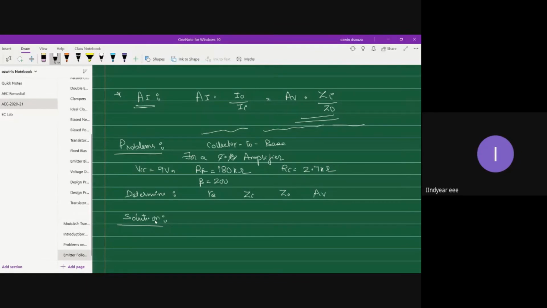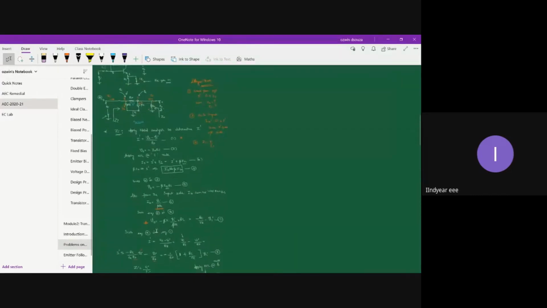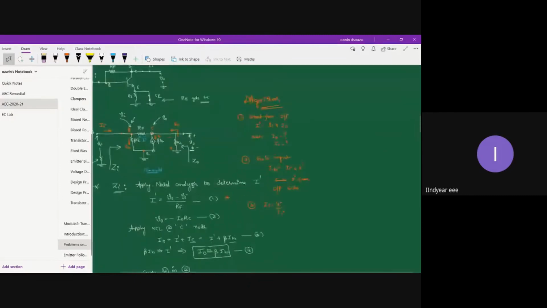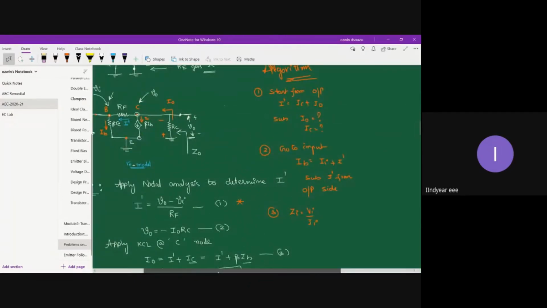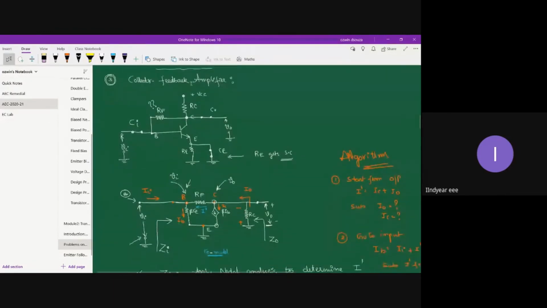So collector to base bias. Which circuit is this? Collector to base bias is this circuit. The previous class we did, right? For this configuration, collector feedback, or collector to base bias, RC value is given, RF value is given, and RE is not given. That means to say RE is getting bypassed. That is what you have to understand over here. And you have been asked to find out effective resistance RE, ZI, Z0, and AV.